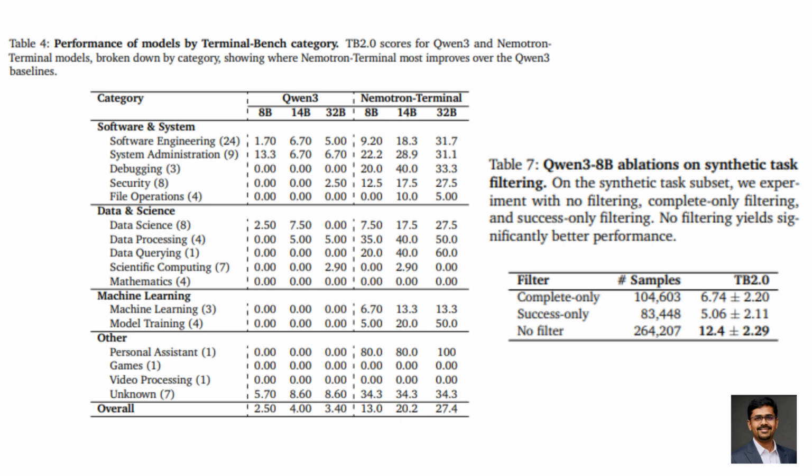Nemotron Terminal 32B jumps to 27.4% on Terminal Bench 2.0, beating much larger 480B models. Even the 8B model improves fivefold over baseline. And category-wise, data querying jumps from 0 to 60%, model training from 0 to 50%. This isn't just scaling parameters, it's scaling trajectory quality.